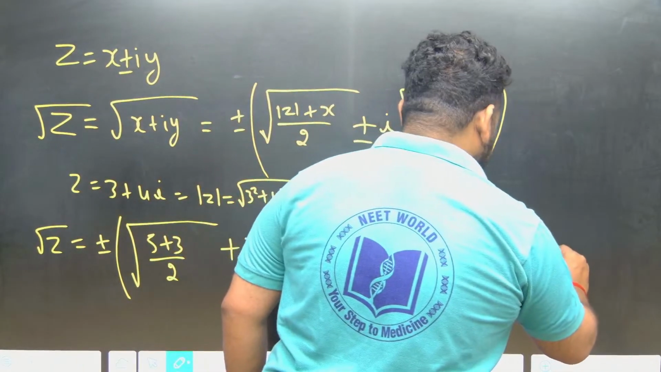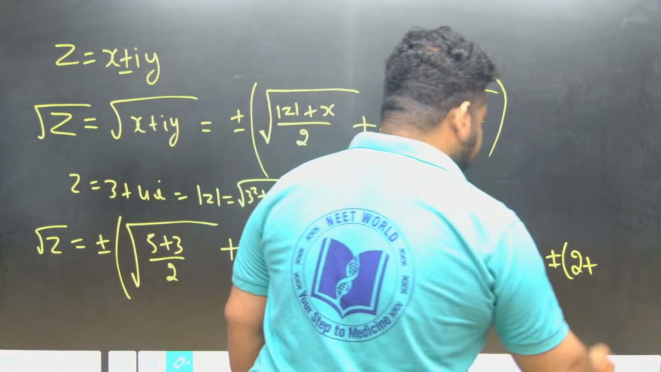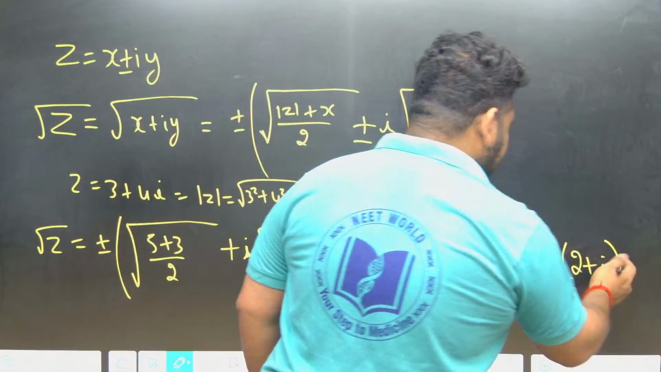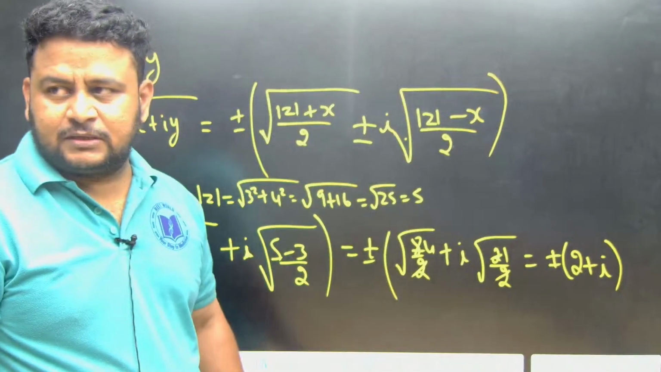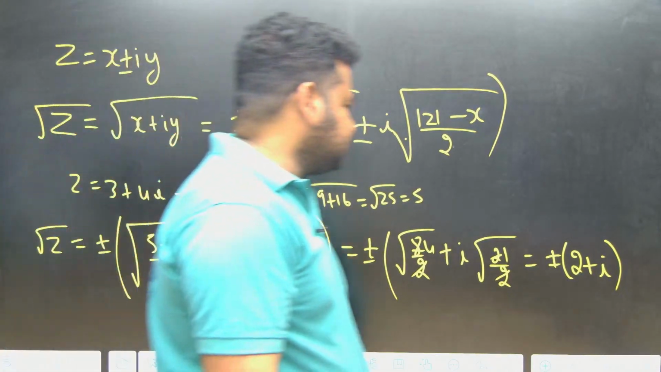So this will become plus or minus 2 plus square root of 1, which is 1 itself, plus 1 I, or just I. So plus or minus 2 plus I. This is the square root of the complex number. This is how you will be finding the square root of the complex number.